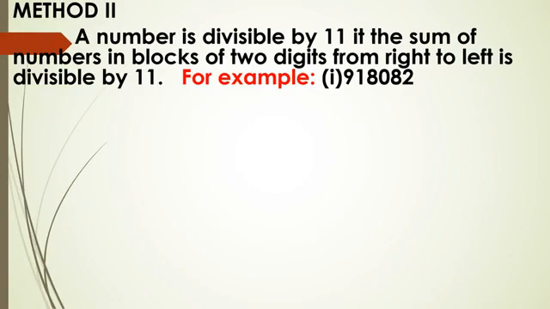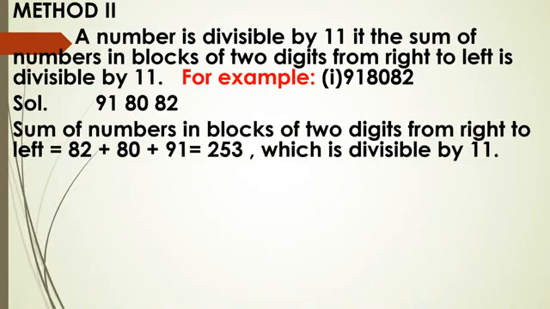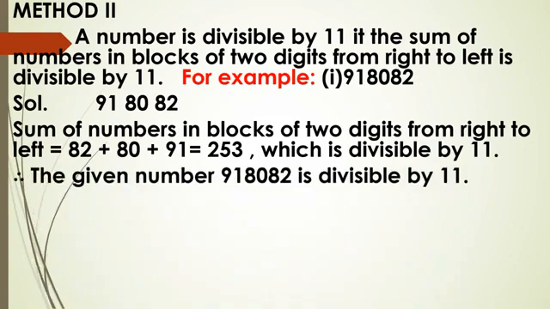Now add them. 82 plus 80 plus 91 is equal to 253. Now check whether 253 is divisible by 11. Yes, it is divisible by 11. So the given number is also divisible by 11.